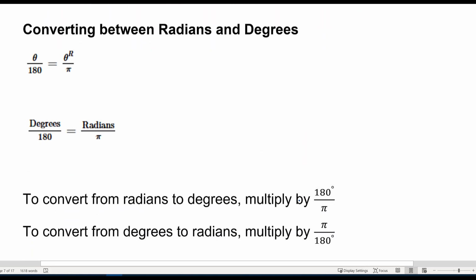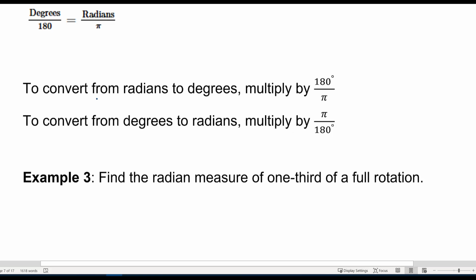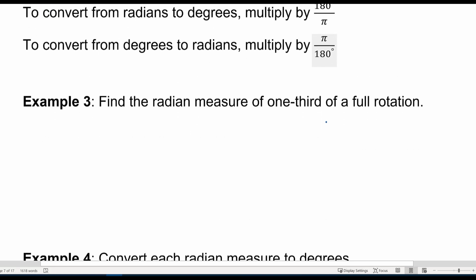So to convert between angles, radians and degrees: theta degrees over 180 is theta radians over pi. So degrees over 180 is radians over pi. So to convert from radians to degrees, multiply by 180 over pi. To convert from degrees to radians, multiply by pi over 180.